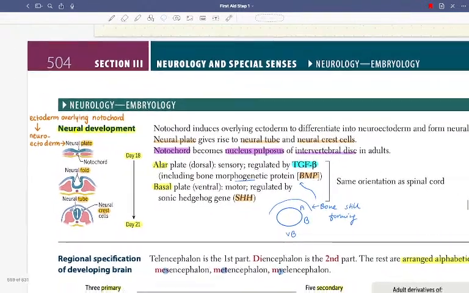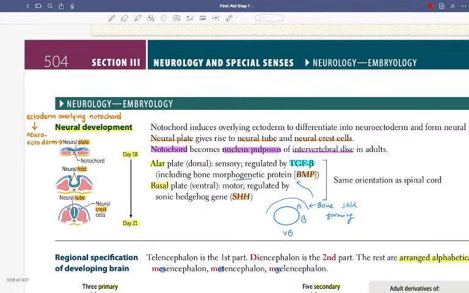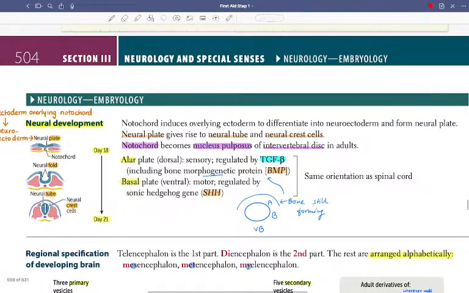Next, one of the questions you'll remember that had come: notochord, nucleus pulposus. Notochord becomes nucleus pulposus, the intervertebral disc in the adults. So notochord, intervertebral disc, nucleus pulposus. Remember this. The neural plate is the one that is going to give rise to the neural tube as well as neural crest cells. So neural plate, tube, crest cells. That's what happens, and that's PFT, plate, fold, tube. Day 18, day 21.